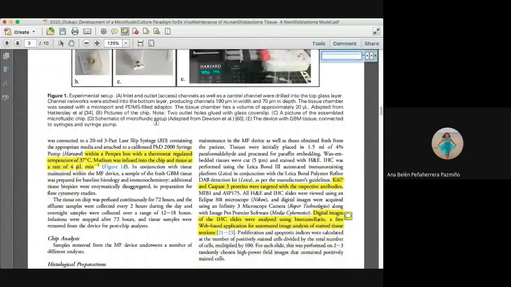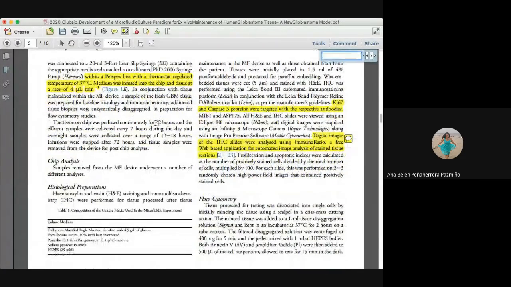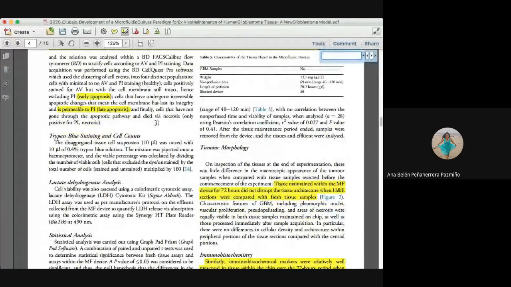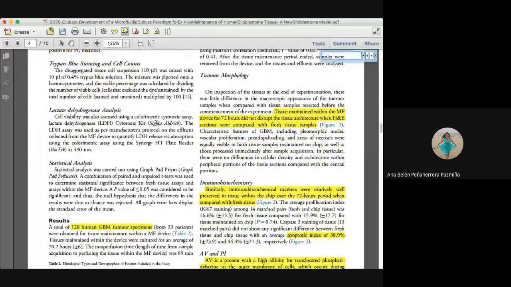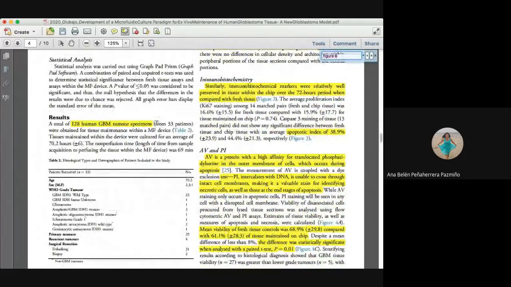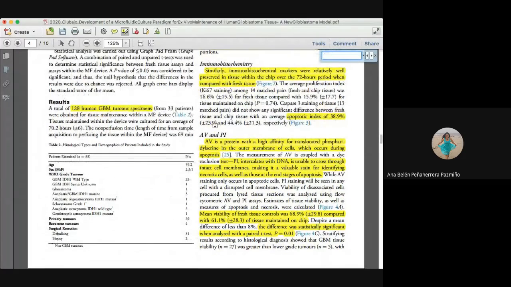So the idea is that they want to validate if this model could maintain the same viability of the cells as soon as they are extracted from the patient. They measure the viability and also evaluate the morphological appearances, comparing the fresh tissue and analyzing the tissue that is cultured in this device.